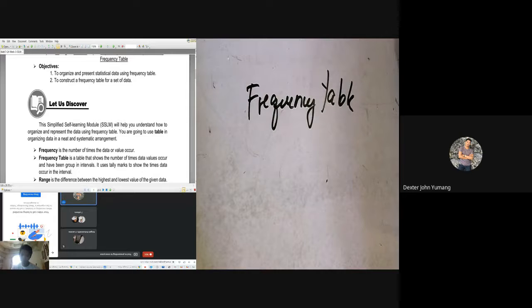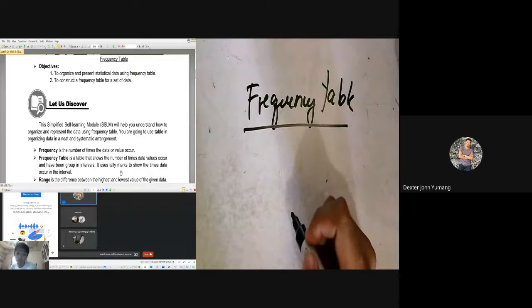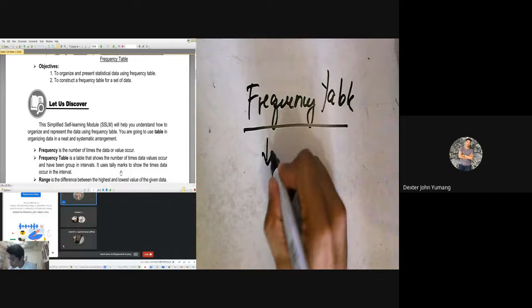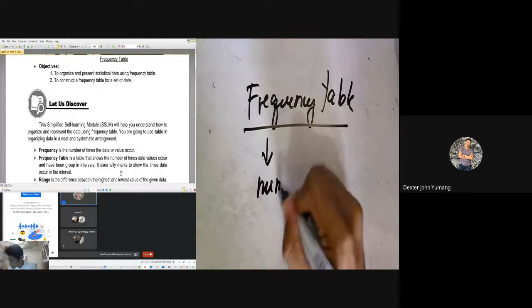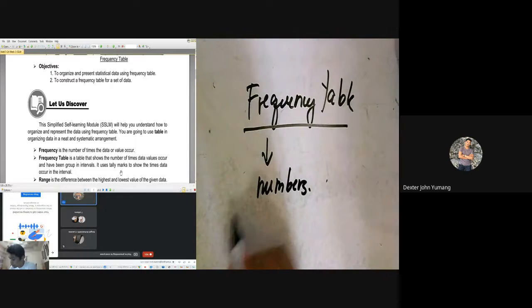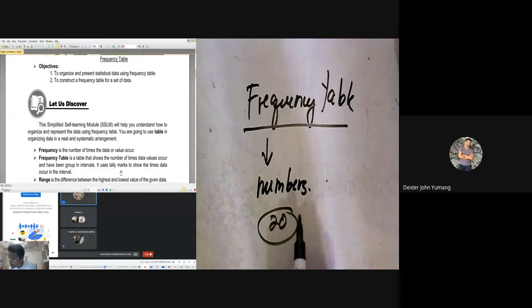Okay, so let's have it now. So the lesson talks about frequency table. When you say frequency table, we use a table of what are called frequencies. When you say frequency, you're talking about numbers. Okay? So for example, how many people ate ice cream at 9 o'clock this morning? Let's say 20. So that is the frequency, or the count, in other words.